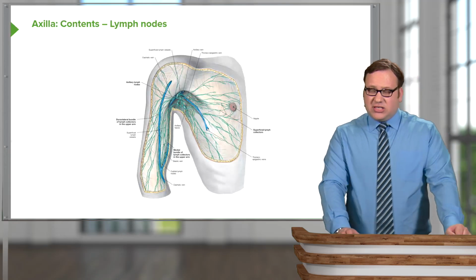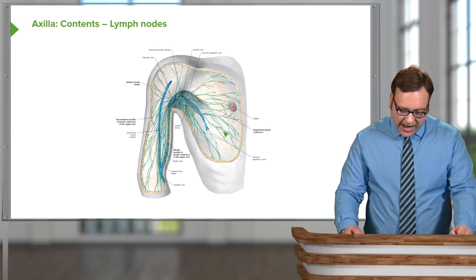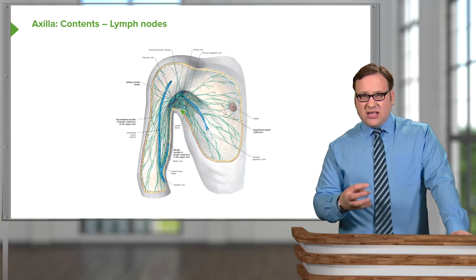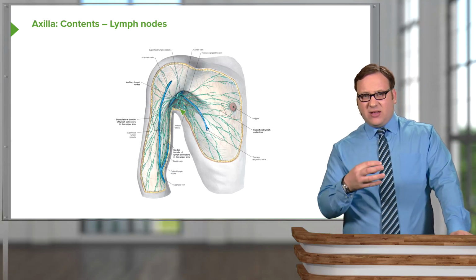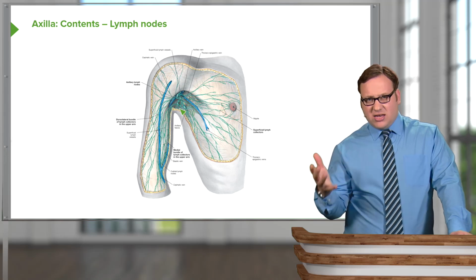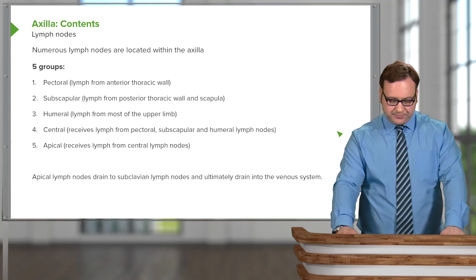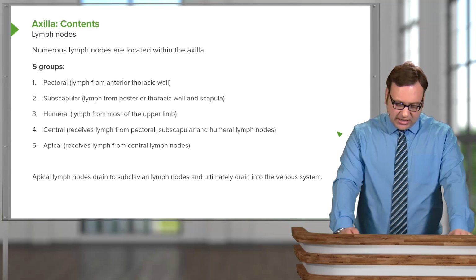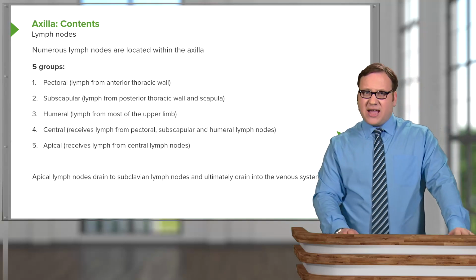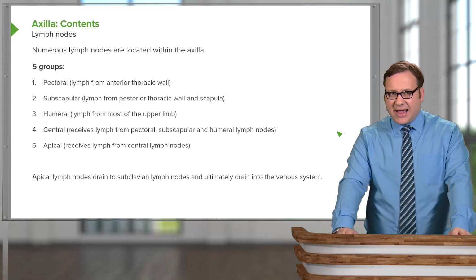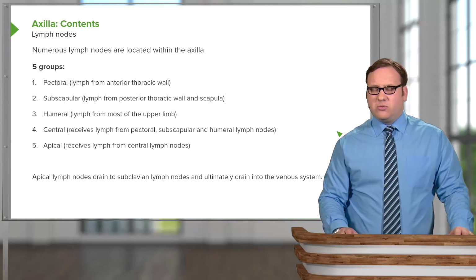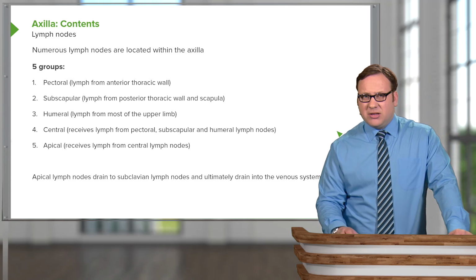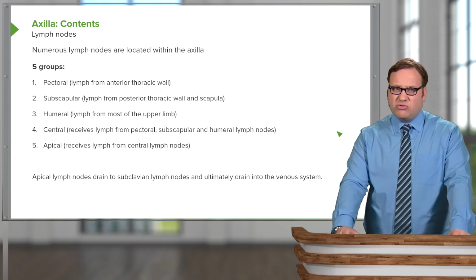If we look at the lymph nodes, then there's a whole series of lymph nodes that are located within the axilla. I have a whole series of axillary lymph nodes. And these axillary lymph nodes are going to receive the lymphatic vessels from other neighboring lymph nodes. So for example, there are 5 groups of lymph nodes that drain into the axillary lymph nodes. We have pectoral lymph nodes from the anterior thoracic wall. We have subscapular lymph nodes from the posterior thoracic wall and scapula. We also have humeral lymph nodes from most of the upper limb. So most of the lymph from the upper limb is draining into these humeral lymph nodes.